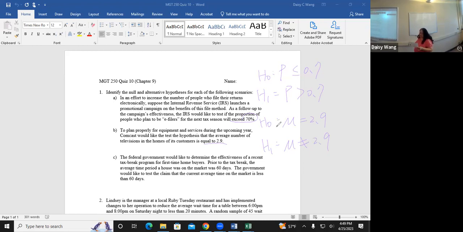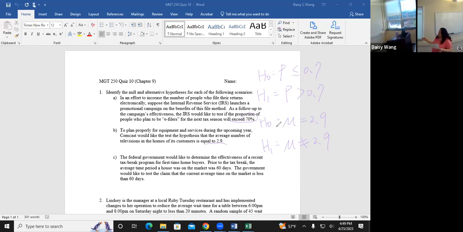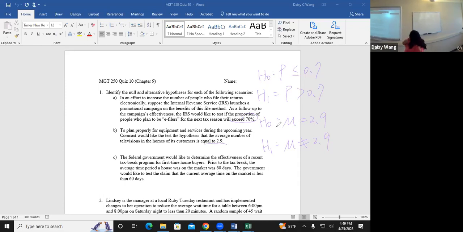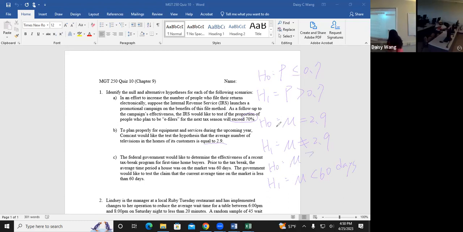And then the third one, the federal government wants to know the effectiveness of the recent tax break for first-time home buyers. Before the tax break, the average time a house was on the market was 60 days. The government wants to know if the average time on the market now is less than 60 days. So the alternative hypothesis is mu is less than 60 days, right? So the null hypothesis would be mu greater than or equal to 60.